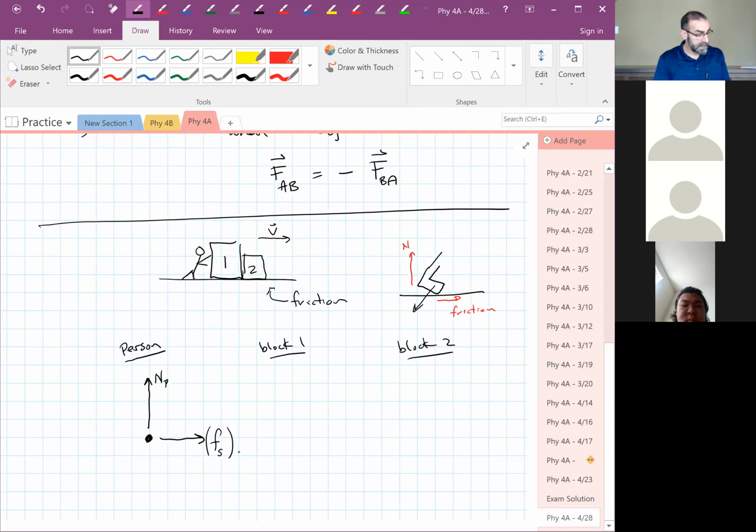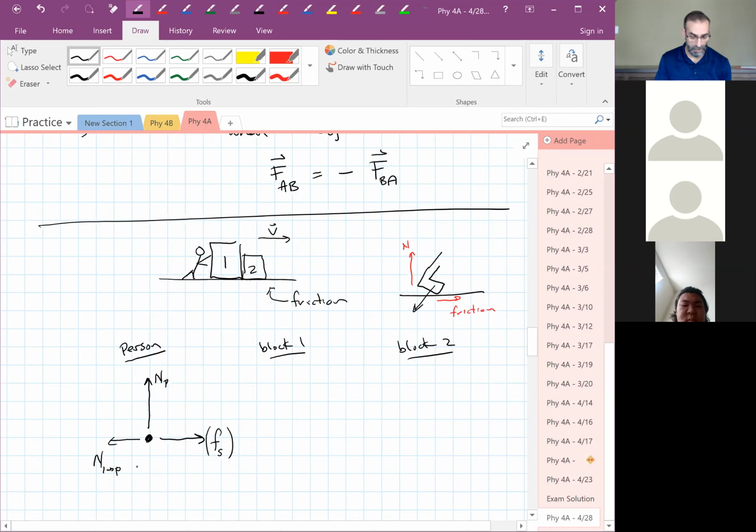Okay, so what else is touching our person? Block 1. So the person's hands are interacting with block 1. Block 1 is kind of like a surface, right? So they could interact in two ways, with a normal force pushing back on the person and with a friction force. But let's make this simple: the person's pushing horizontally on block 1, not pushing block 1 down or up. They're just pushing horizontally. So there won't be any friction force, just a normal force from block 1 onto our person.